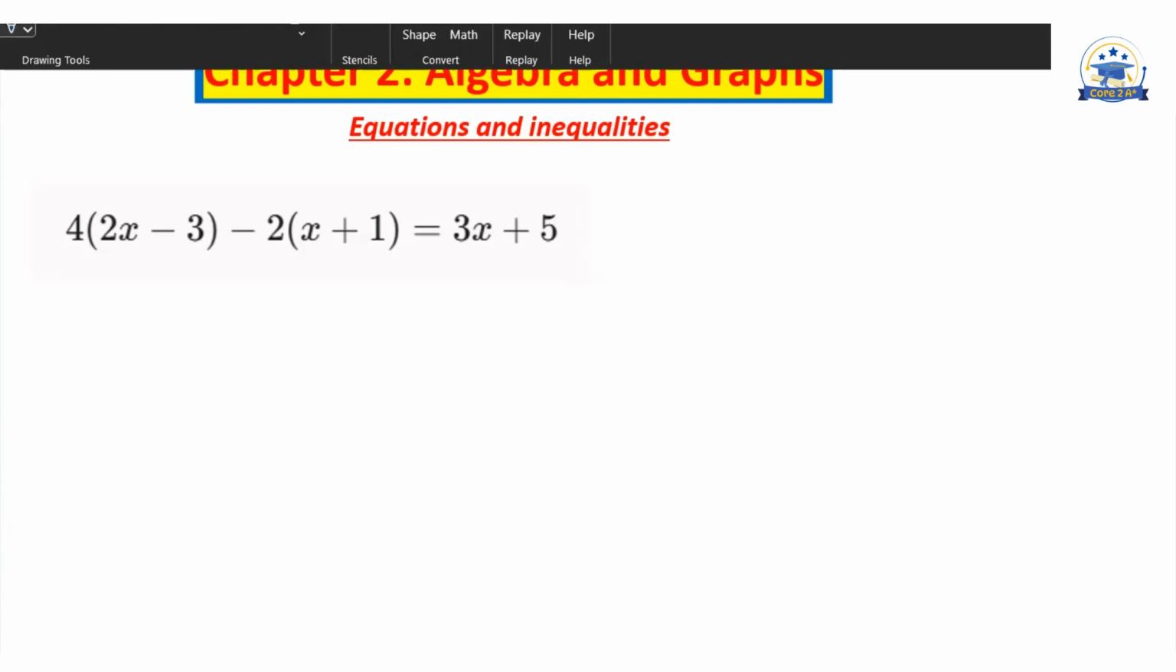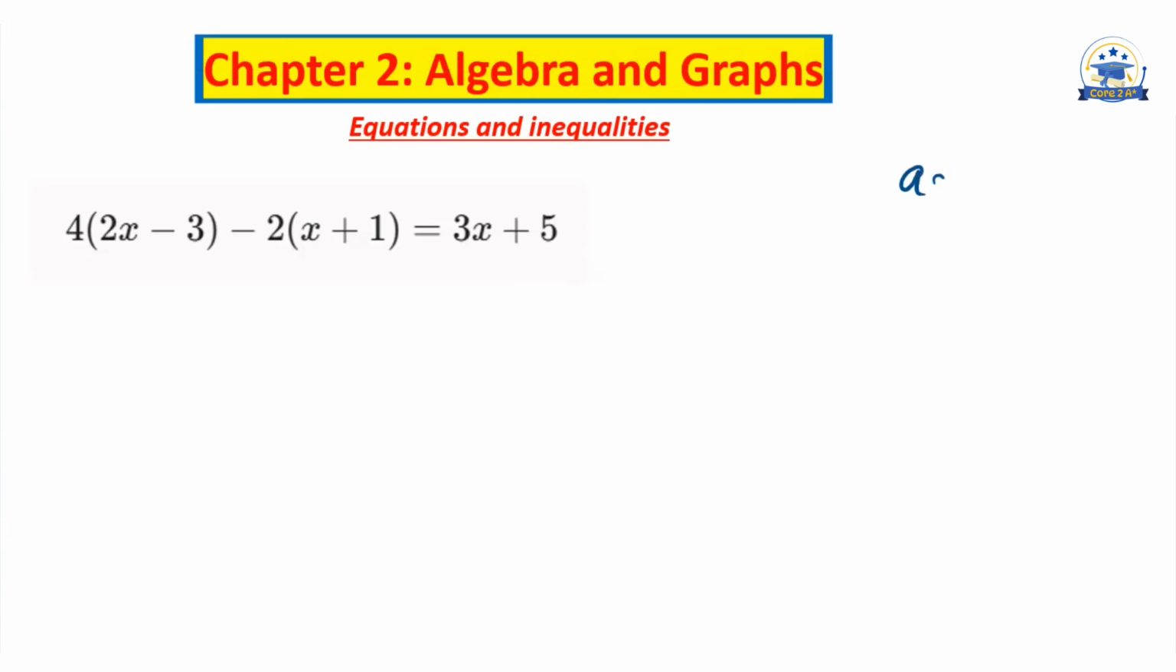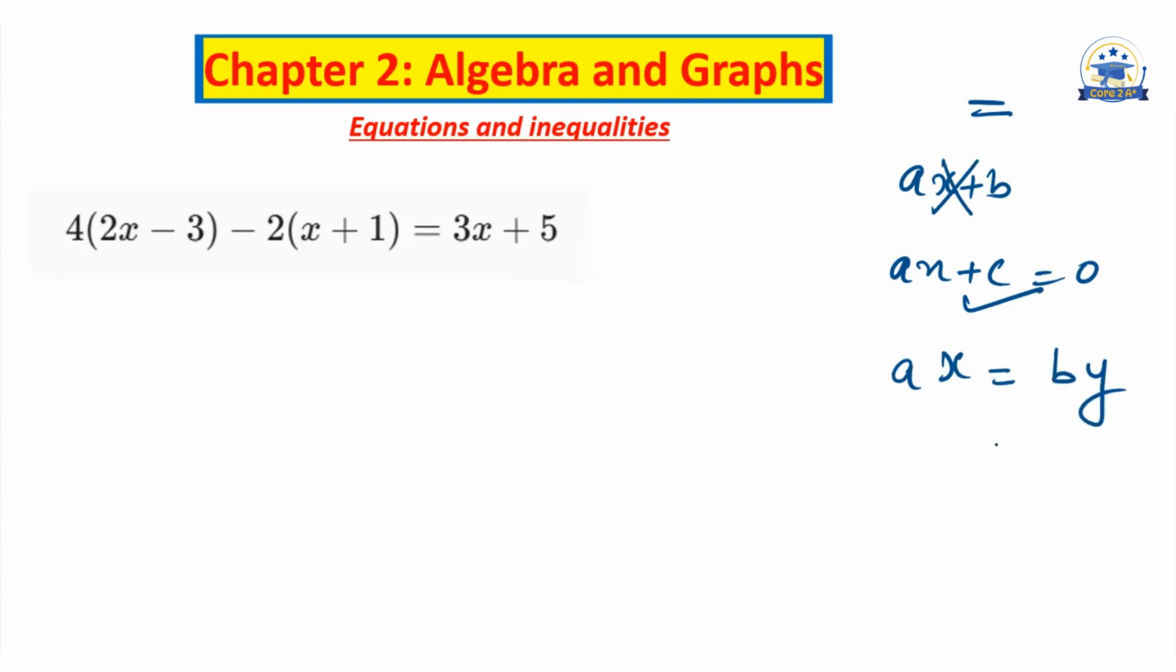Suppose ax plus b. Is it an equation? Is there any equal sign? No. If there is no equal sign, it means it is not an equation. Now, ax plus c equals 0. What about that? This is an equation, right? ax equals b. Is this an equation or not? Just see the equal sign, and yes, it is an equation, right?